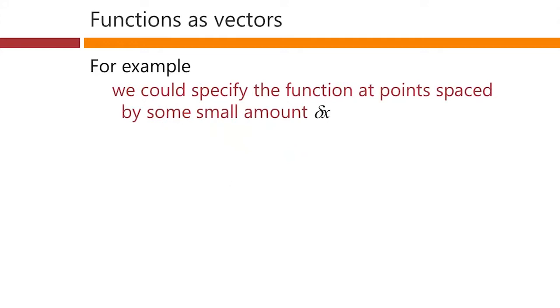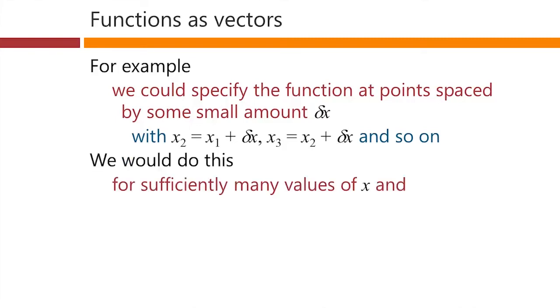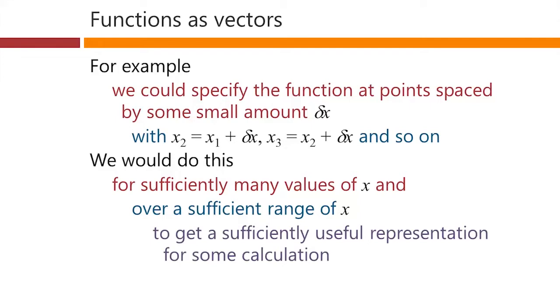And for example, we could explicitly specify our function at points spaced by some small amount, delta x. And so x2 would be x1 plus this small amount, delta x. And similarly, x3 would be x2 plus this small amount, delta x, and so on. We would do this for sufficiently many values of x and over a sufficient range of x to get a sufficiently useful representation for some calculation we would do. This is typically what we actually do anyway when we do some calculation on the computer of some function or integral or something like that.